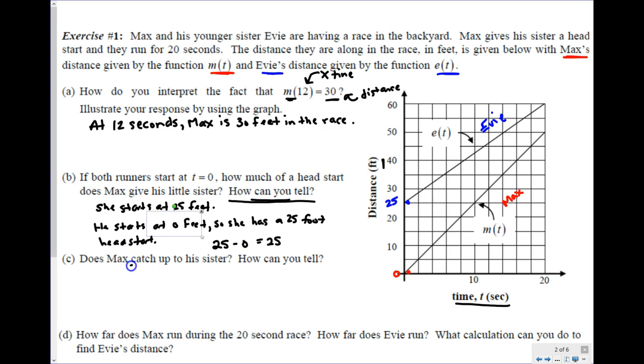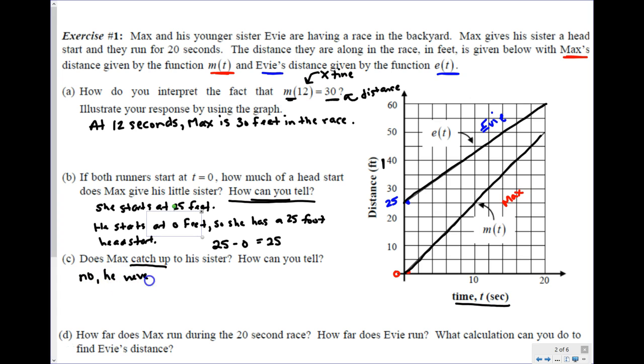Does Max catch up to his sister? No. He does not catch up to his sister. Catching up would mean that Max would have to be at the same place at the same time as Evie, right? When you catch up to somebody in a race, you both hit the same time in the same place. If I look at these two graphs, do either of these two lines that I'm highlighting ever touch each other? No. These two people never, ever cross at the same time at the same place. So no.